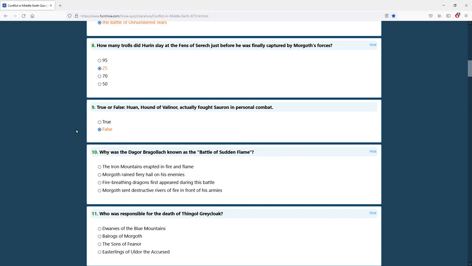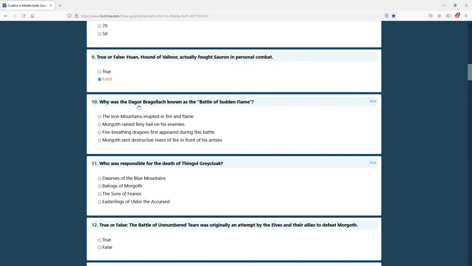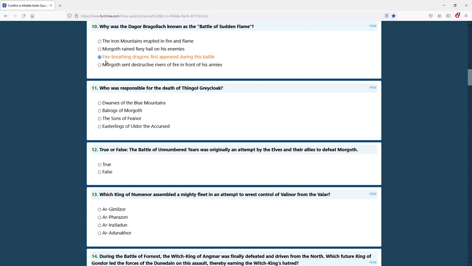Why was the Dagor Bragollach known as the Battle of Sudden Flame? The Iron Mountains erupted in fire and flame. Morgoth rained fiery hail on his enemies. Fire-breathing dragons first appeared during this battle. Morgoth sent destructive rivers in front of his army. I'm pretty sure this is the third one. Fire-breathing dragons first appeared during this battle. I think that was the reason, yeah.